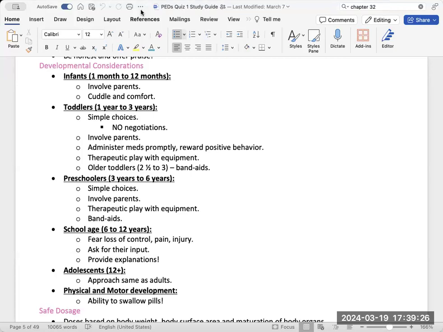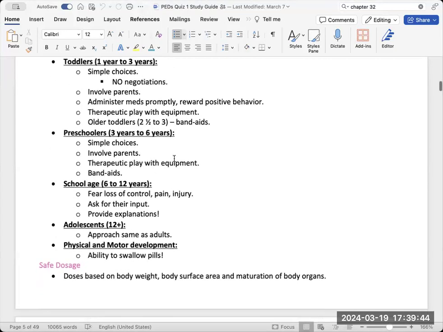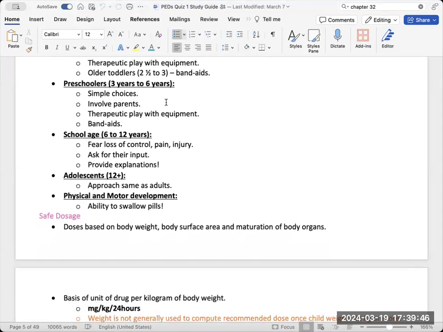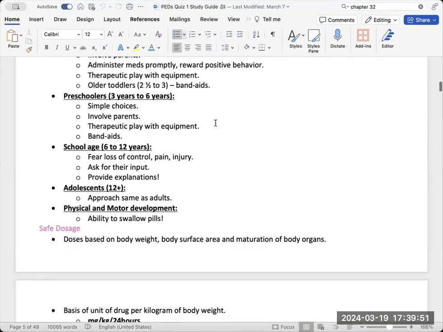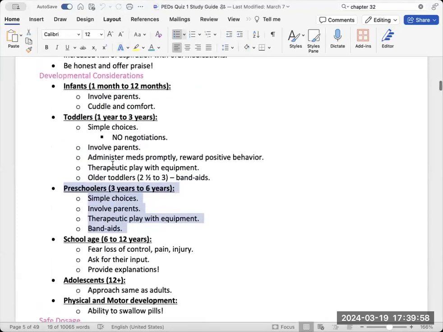Therapeutic play with equipment. Like I said, for example with the teddy bear, we could show them how things are with a cute little stuffed animal. And for older toddlers, more like 2.5 to 3, we could ask them, like, what kind of band-aid do you want? Preschoolers, remember, 3 to 6, also simple choices. We want to involve the parents. We could have therapeutic play with the equipment. Same sorts of things with toddlers and band-aids. Same exact thing. Nothing really changes here.